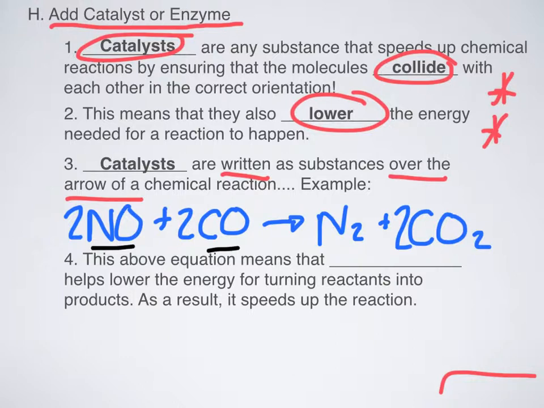So what actually helps in this process is a catalyst, and that would be platinum, so Pt. And so if I write that over the arrow, that represents that it is a catalyst in this reaction. And so that really means, like it says for number 4, that platinum helps lower the energy for turning reactants into products, and as a result, it speeds up the chemical reaction. So this process would really not occur unless we had a catalyst there to assist in that process.